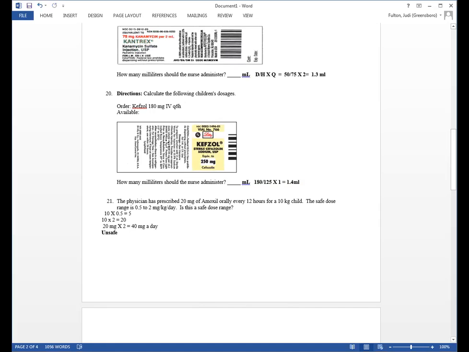So look on this label, and right here, you'll see it says 125 milligrams per milliliter. It says you would add 2 milliliters of fluid, but once you do that, your concentration, or your available, is 125 milligrams per milliliter. So my desired is 180, my available is 125, my quantity is 1. So divide 180 by 125 and multiply, that gives us 1.4 milliliters.